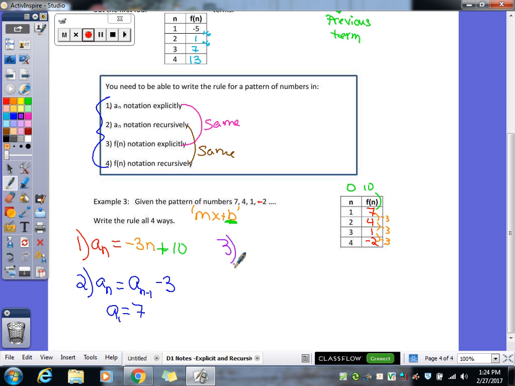All right, third way is our function notation explicitly, which, as I said, is exactly the same as your a sub n. You'd write f of n equals negative 3n plus 10. The only thing that's different is the stuff at the beginning. And then our function notation recursively. Again, we would start with f of n instead of a sub n. You would still have to write your first term. It's just you would write f of 1 equals 7 instead of your a sub 1 equals 7. But again, it's our previous term, which would be f of n minus 1, and then you subtract 3 from it. So you've got to remember that notation, n minus 1, that tells you it's your previous term.